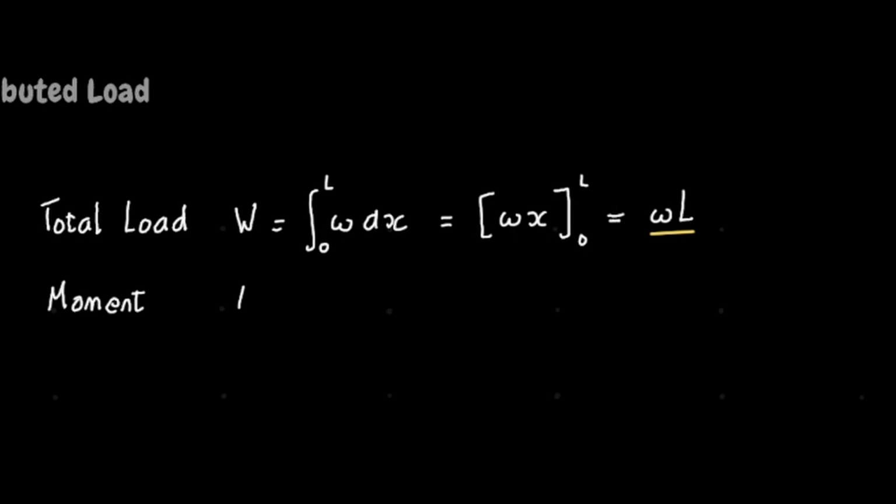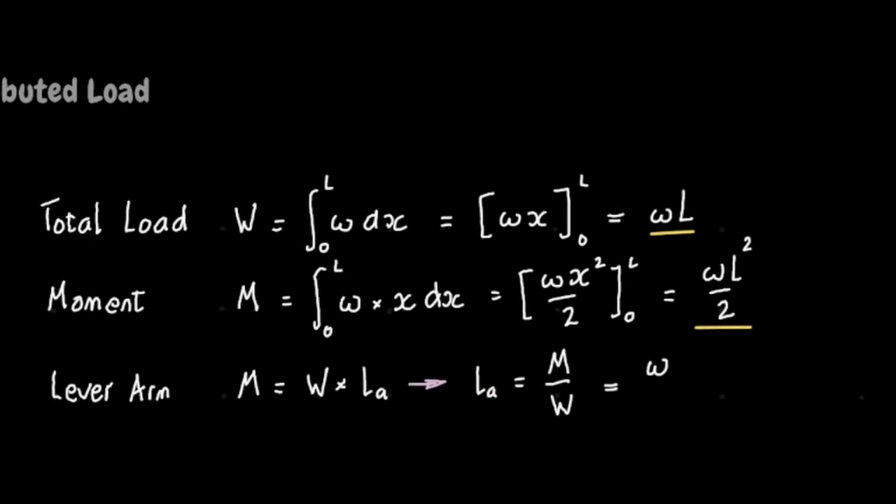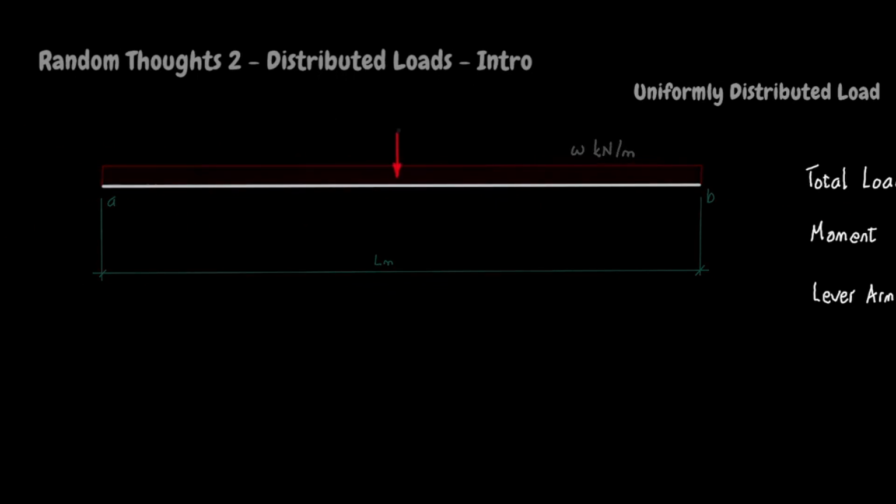Next, integrate to find the moment of the load about A. The moment of the element is the element force W dx times its lever arm x. Integrating the moments for all the elements in the load shows that the total moment of the load about A is WL squared upon 2 kilonewton meters. By definition, the moment of the distributed load about A is equal to the magnitude of the load times its lever arm. And this shows that the lever arm of the load is L upon 2 meters. Again, as expected. So we have proved that a single force of WL acting at the centre of the UDL is equivalent to the UDL itself.